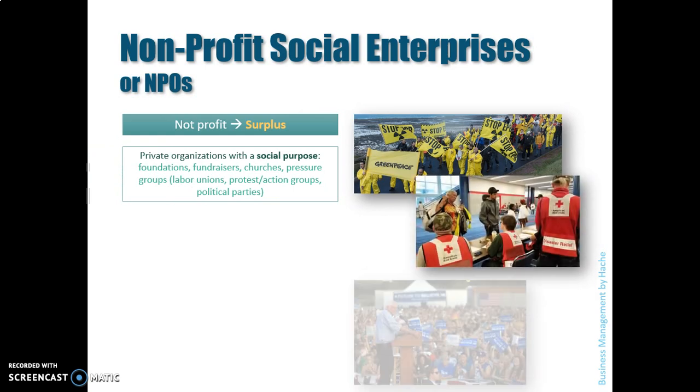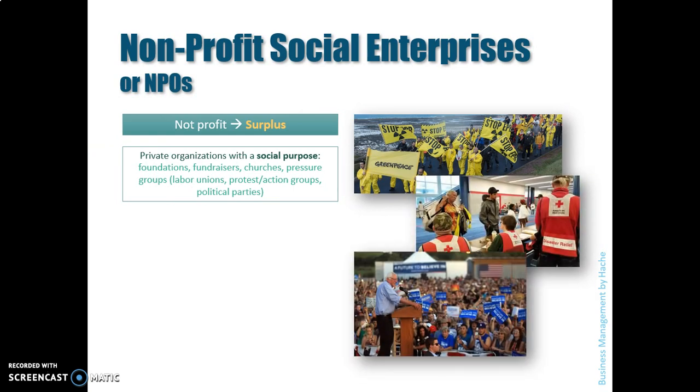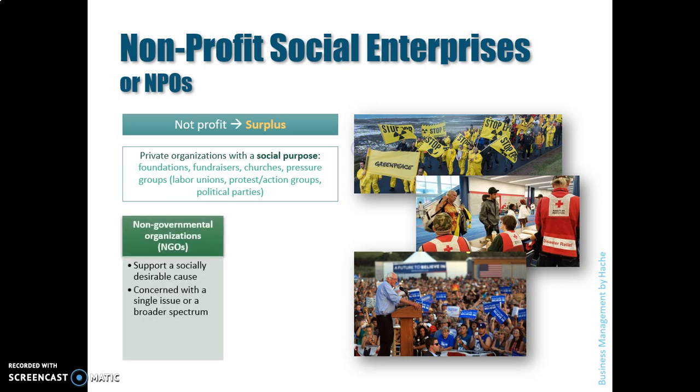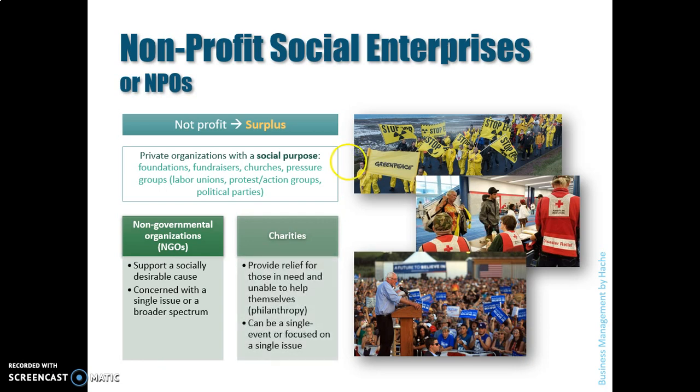Basically, NPOs are private organizations with a social purpose, not a profit purpose. They are foundations, fundraisers, churches, pressure groups like labor unions, protest and action groups, or political parties. Two important categories of NPOs are non-governmental organizations or NGOs and charities.